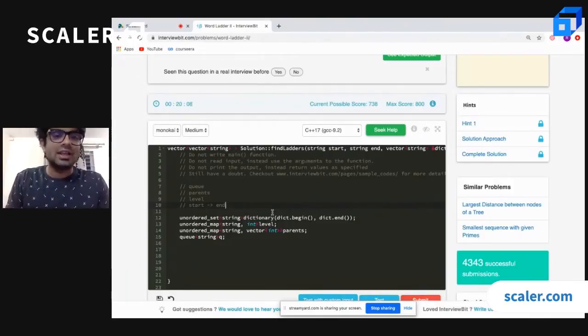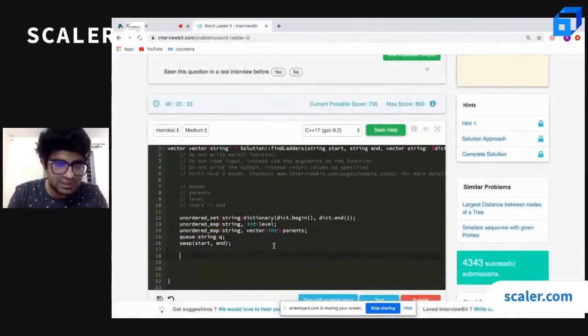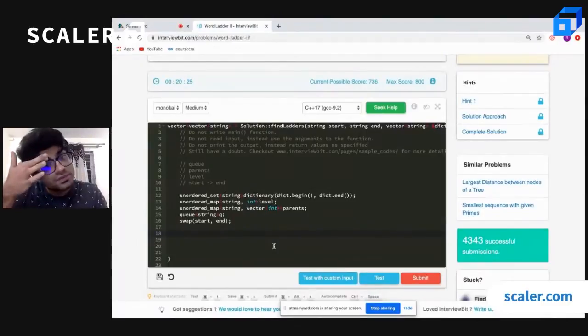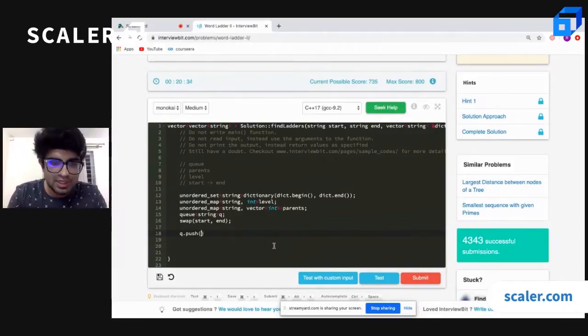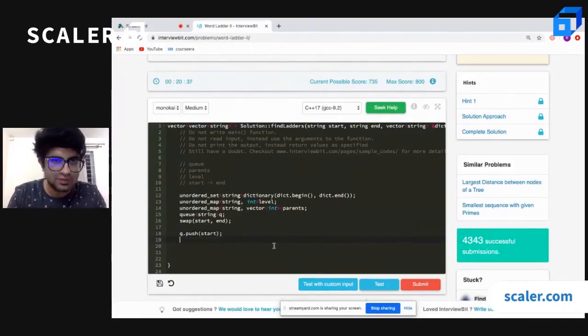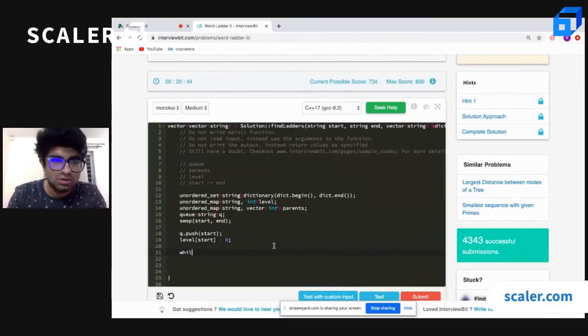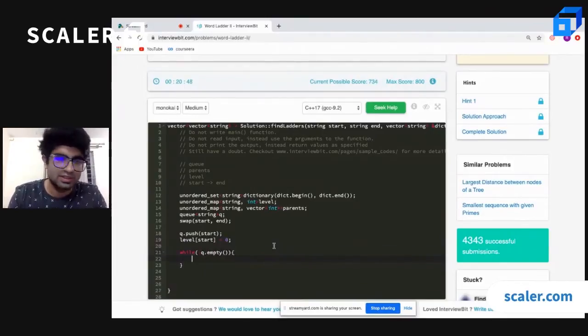So one thing I can do is modify start and end so that things become easier. Let's first do that, since it looks simple to me. Now I can push my start into the queue, and I can update the level information for start as it is at the 0th level.